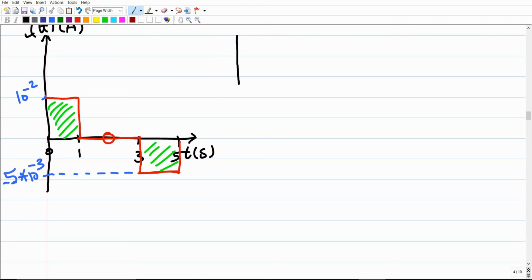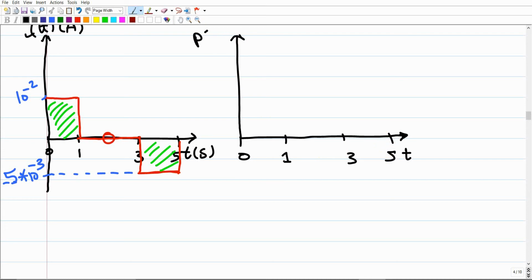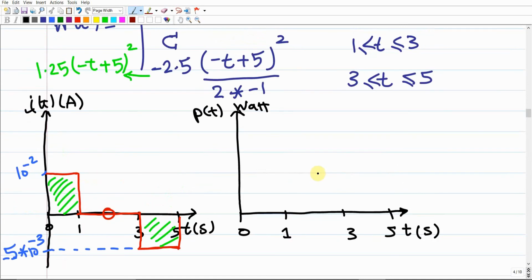Now we're going to move to the power function. So this is the power axis, and this should be the time axis. And we're going to break the time also into 3 periods, from 0 to 1, 1 to 3, and 3 to 5, as already represented here. And as you know, the power should be measured in watts, and the time definitely will be in seconds, as already given up there.